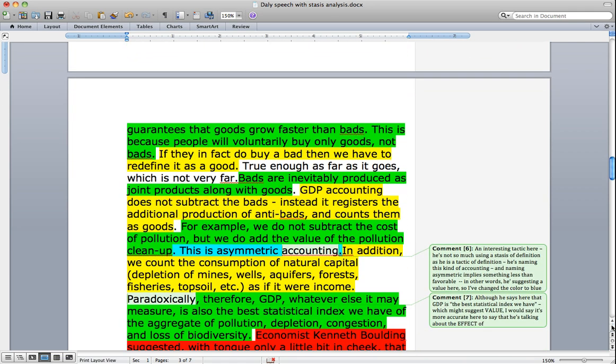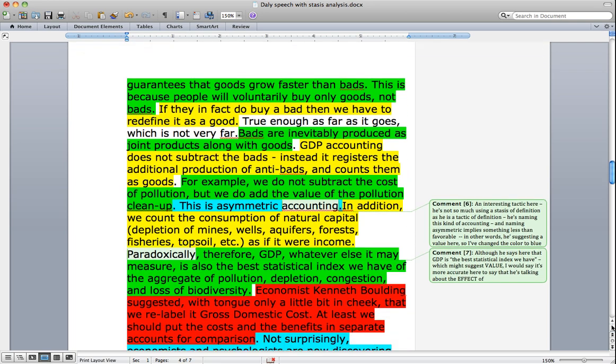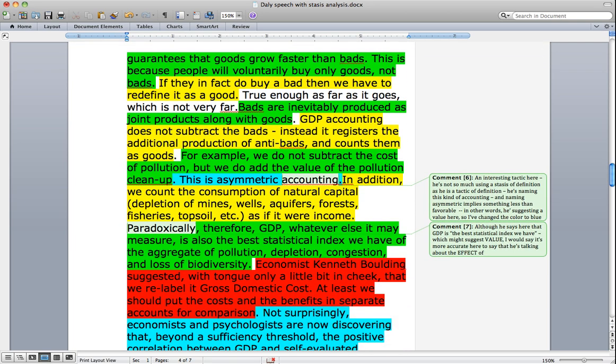But then right here, smack in the middle, we see some blue. And he says in the green here, for example, we do not subtract the cost of pollution, but we do add the value of pollution cleanup. And we could say that's an argument of this is what we do. But I think he's also implying some effect here.